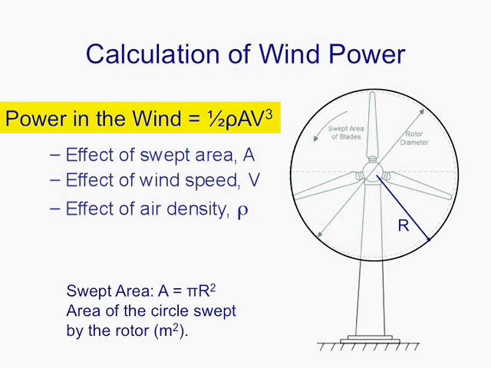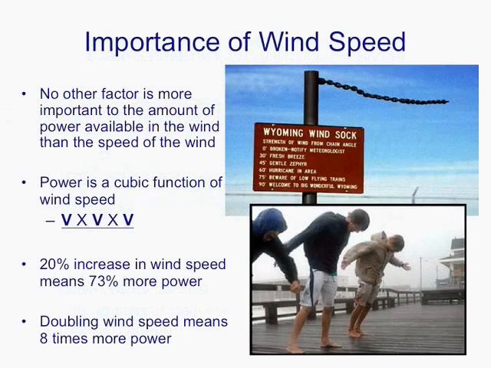Well, obviously the velocity of the wind is the most important factor because it's cubed. So the difference between a 5 mile per hour wind and a 10 mile per hour wind is not a factor of 2. It winds up being a factor of 8, which is 2 cubed. So you really want the higher winds. It makes a big difference, and you want them to be steady.